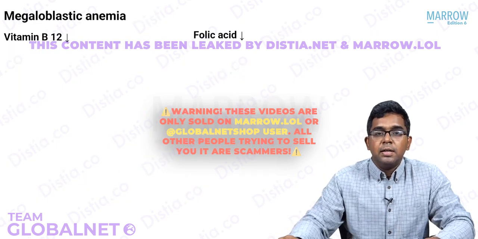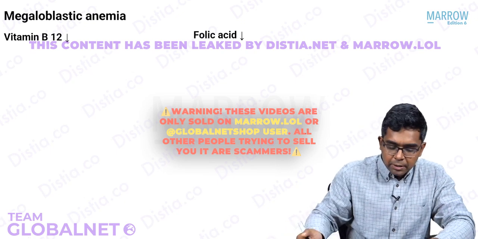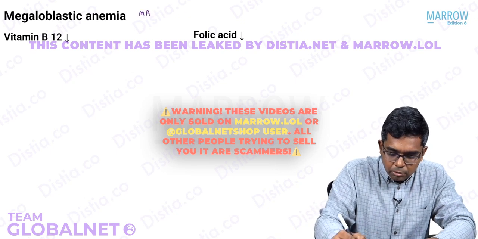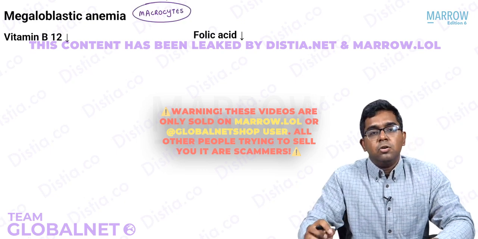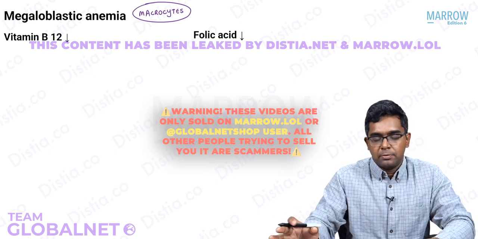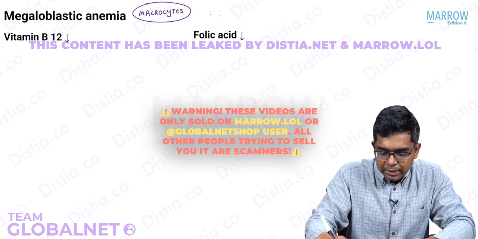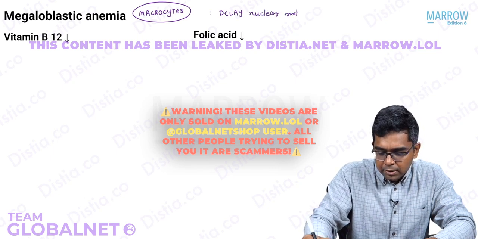Next, we are going to look at megaloblastic anemia. We know that megaloblastic anemia is a condition characterized by large cells or macrocytes, which is the name given for big RBCs in the circulation. Megaloblast refers to the big RBC precursors in the bone marrow. Okay, now this is a condition basically due to delay in the nuclear maturation of the erythroid series.